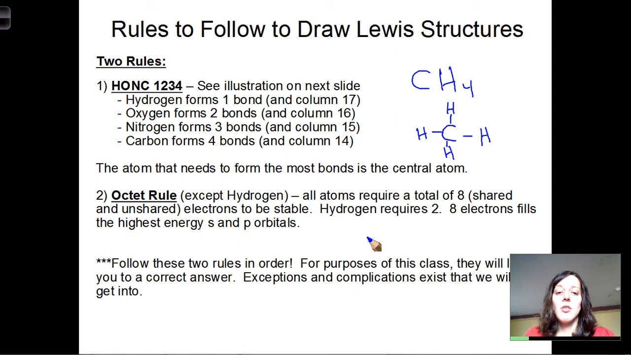So 8 electrons happens to fill the highest energy S and P orbitals, going back to electron configurations, which is believed to be why atoms become stable, due to those highest energy orbitals being filled. So we're going to follow these 2 rules in order. You're going to do this rule first and then fill in lone pairs with your octet rule.